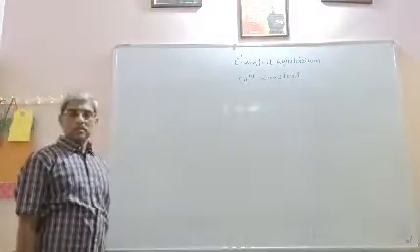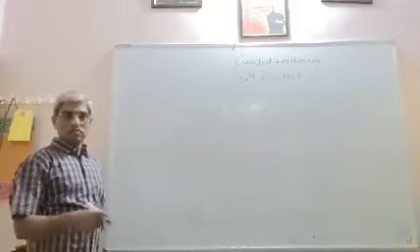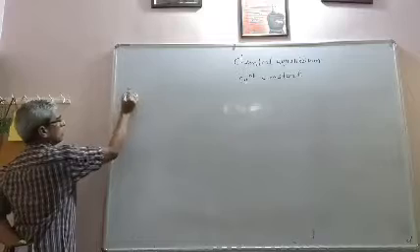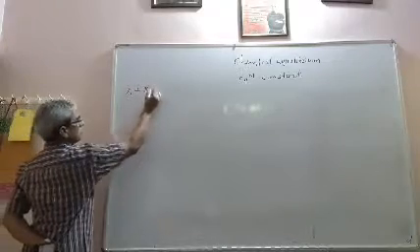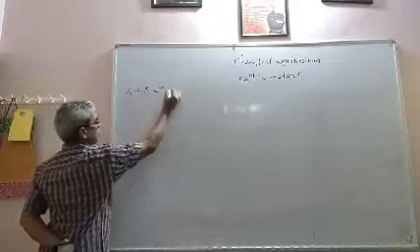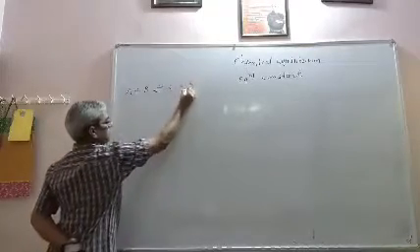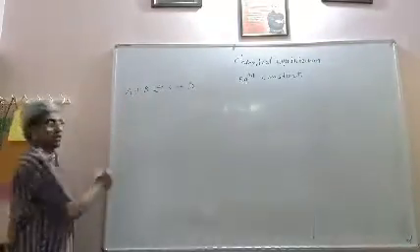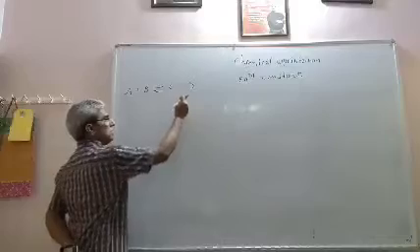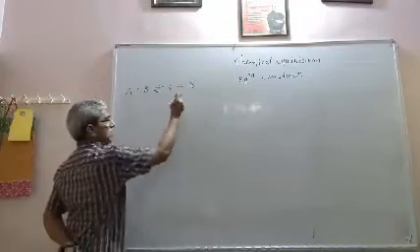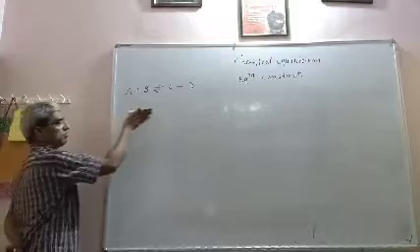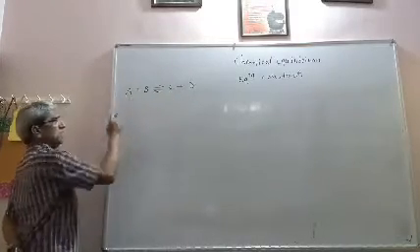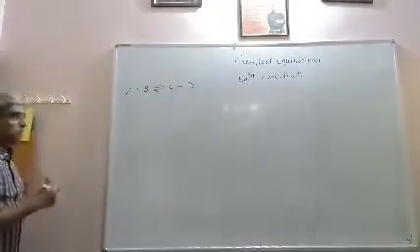For that, consider a general reversible reaction: A plus B, reversible arrow, gives us C plus D. In the forward reaction, A and B are the reactants. In the backward reaction, C and D are the reactants. While in the forward reaction, C and D are the products and A and B are the reactants.